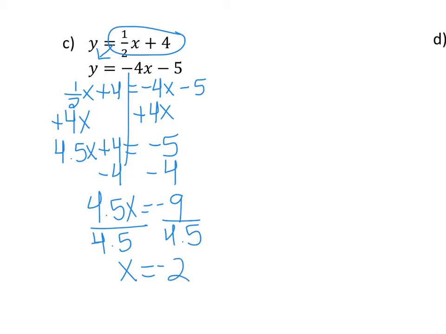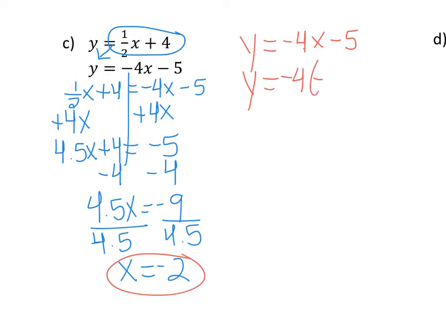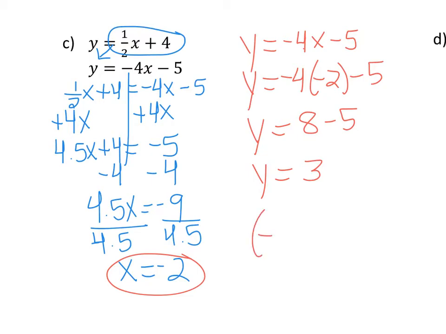Pick an equation, it doesn't matter which one. I'm going to use the second equation though, so I don't have to deal with a fraction again. Not that it matters, you'll get the same result. y equals -4x minus 5. Going to take my x equals -2 and plug it in for x. y equals -4 times -2 minus 5. y equals 8 minus 5. y equals 3. So the solution to this system is -2, 3.